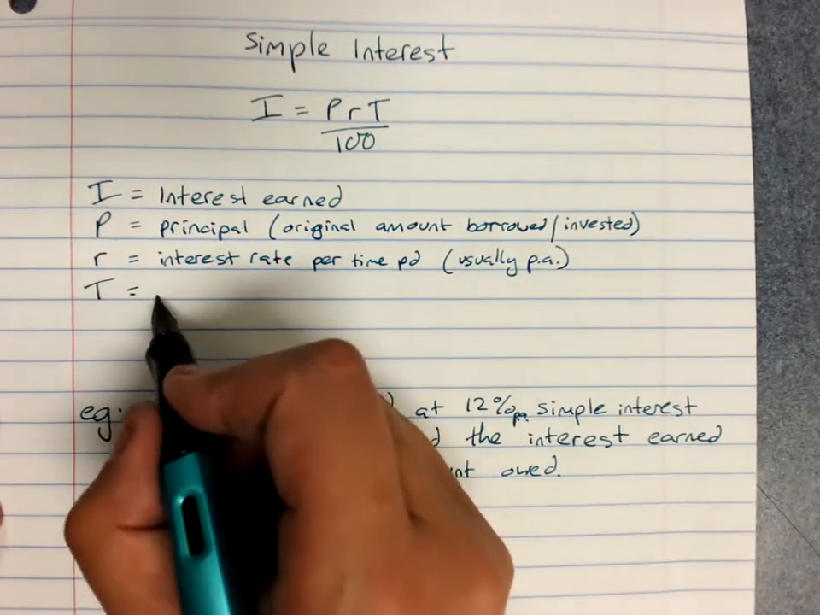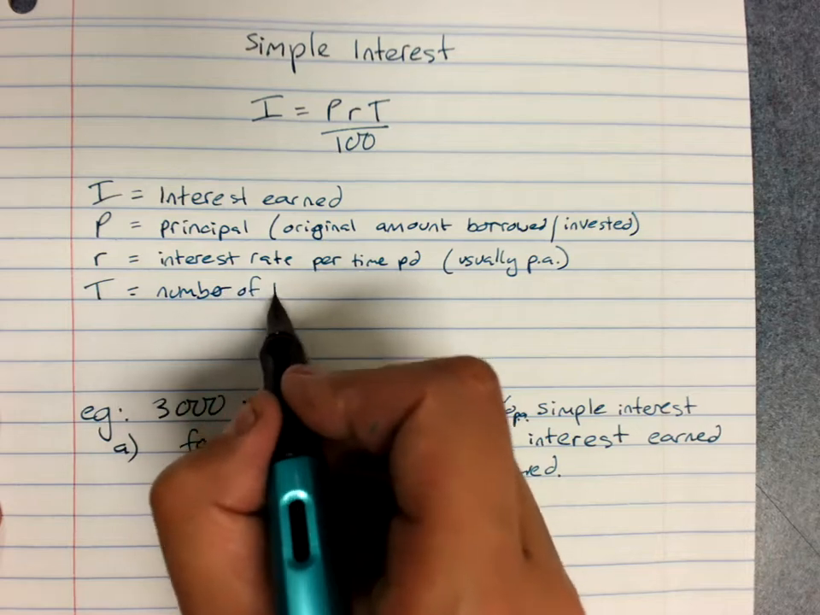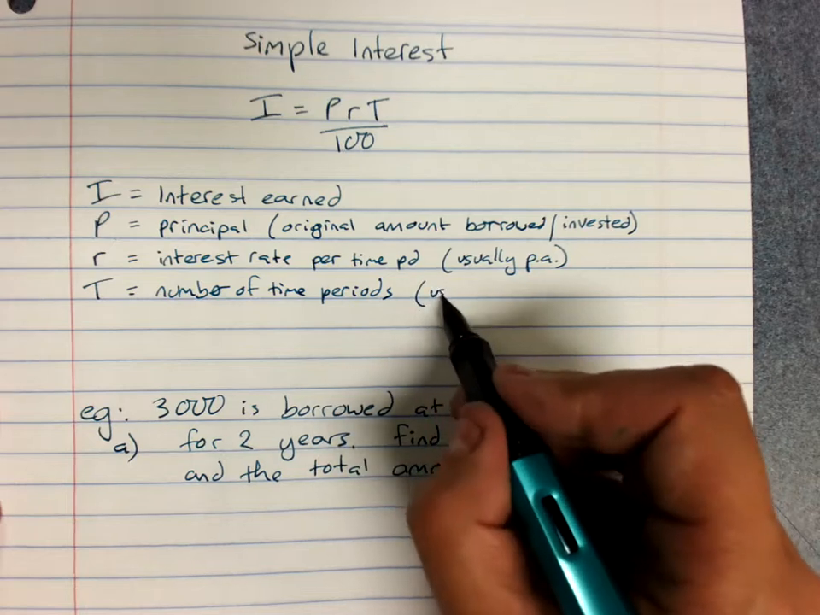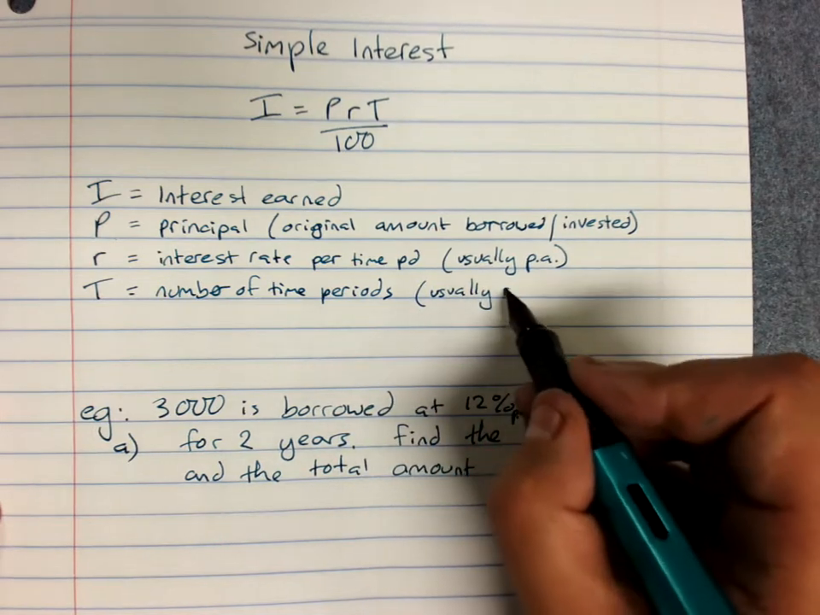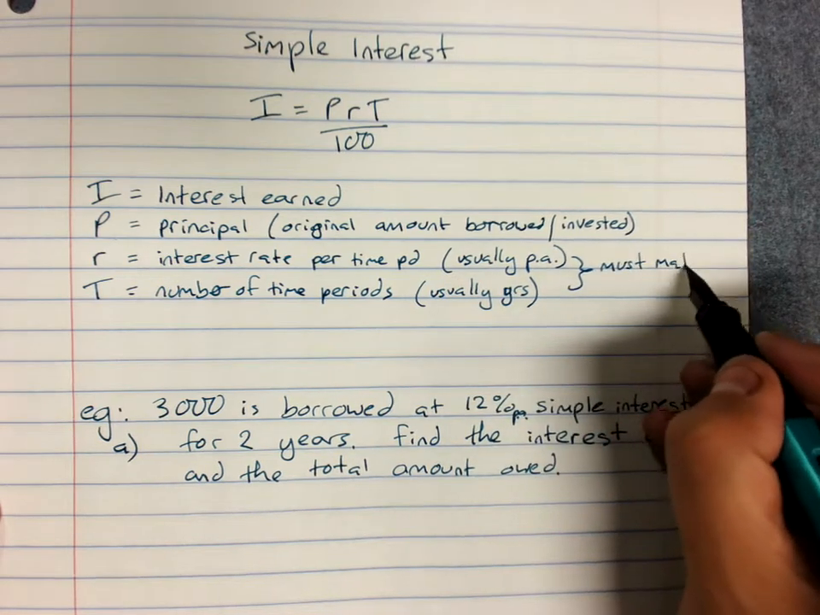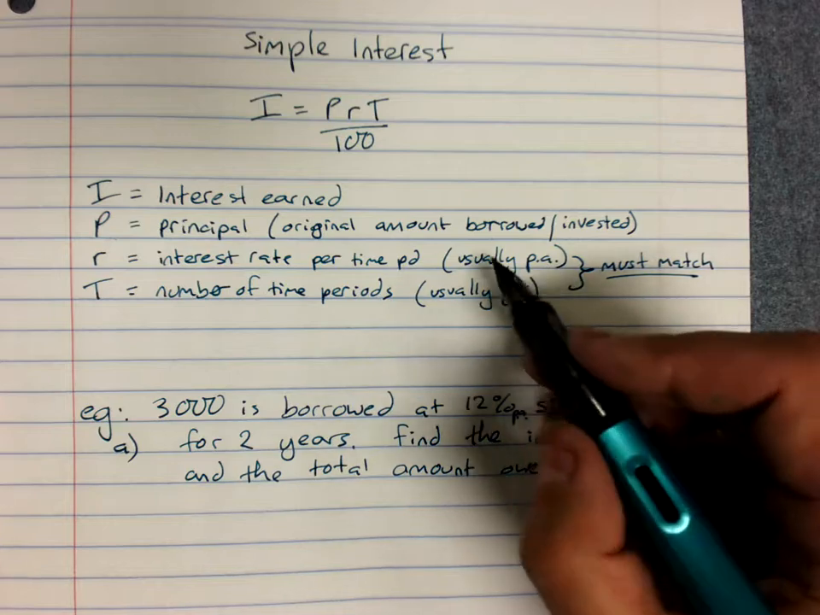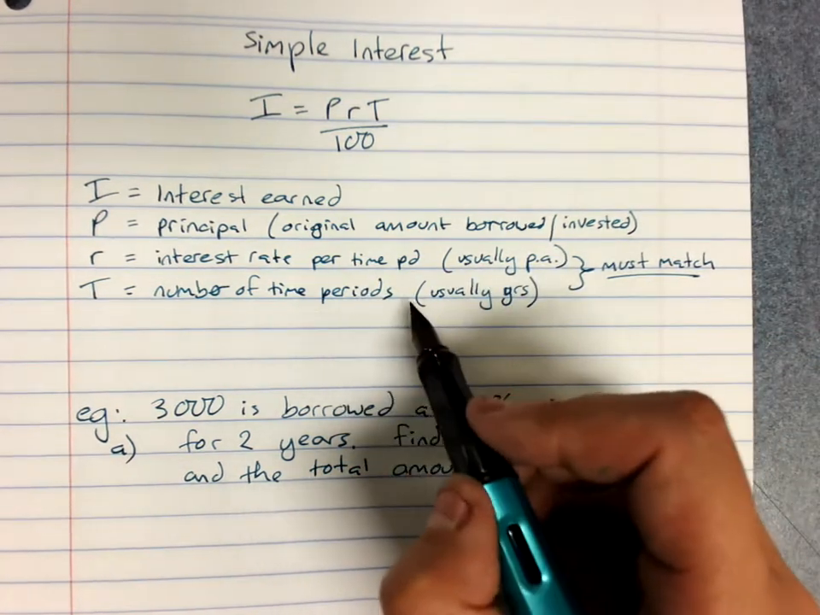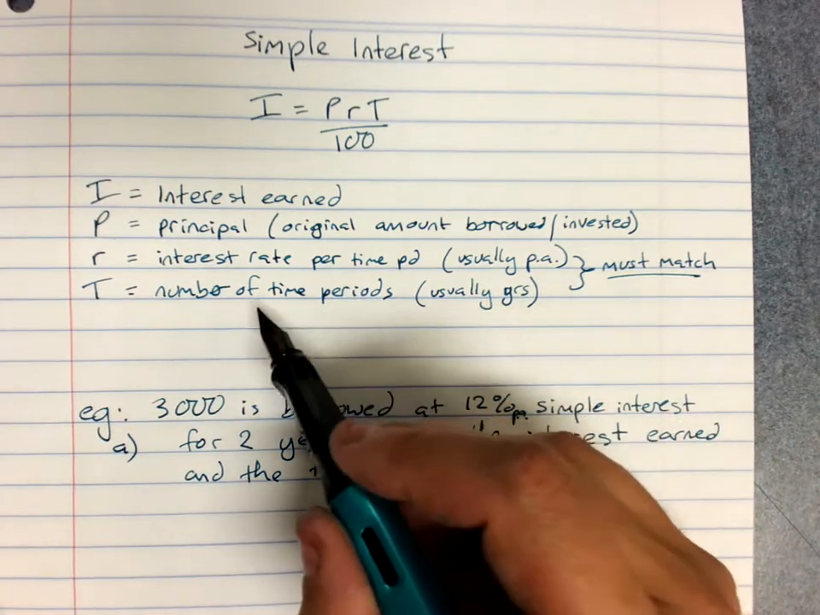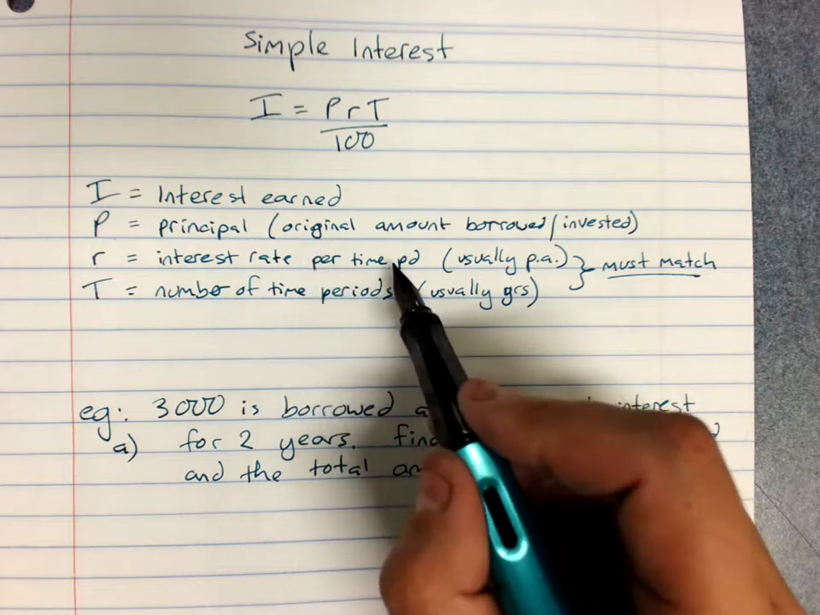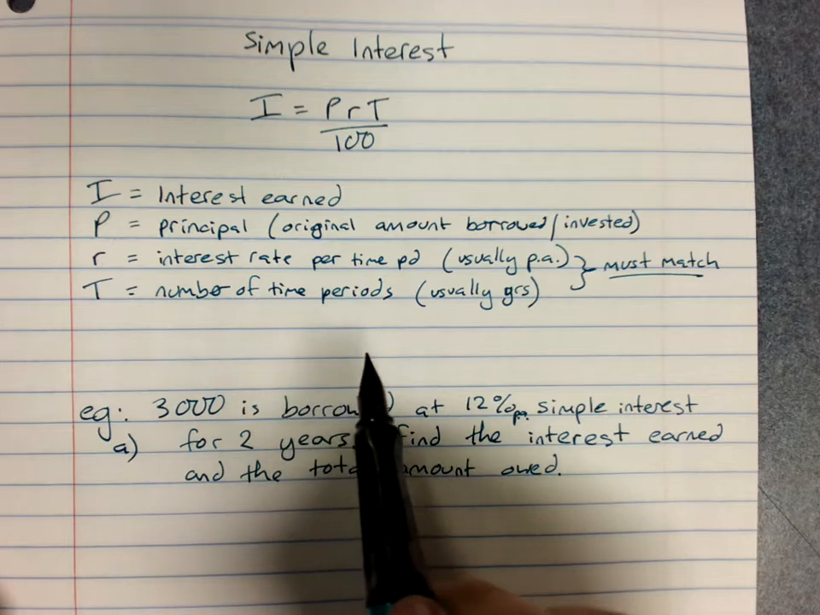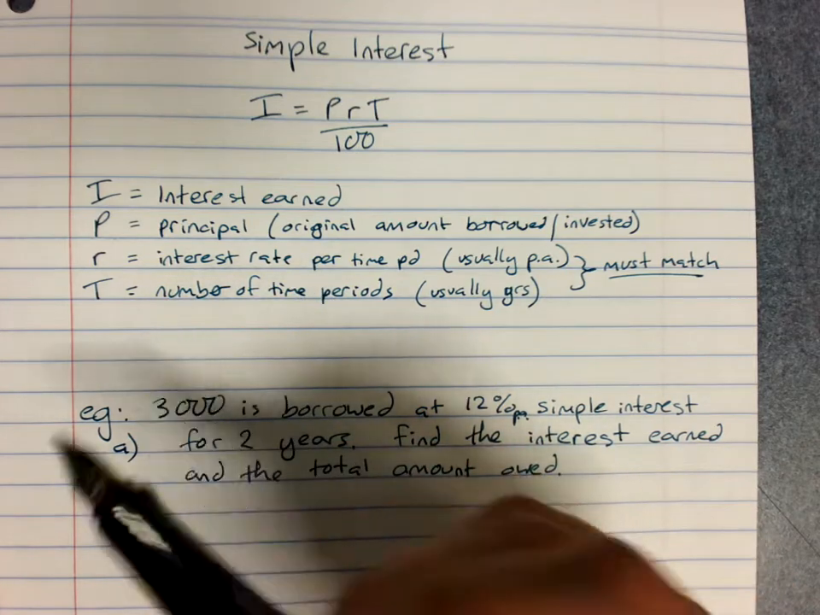T is the number of time periods, usually years for simple interest. And these two must match. So if this is per annum, this is counting years. If this is per month, this is counting months. Usually you just make sure for simple interest that this is in years and this is per annum. So the whole idea of simple interest is you earn a percentage interest rate per year.